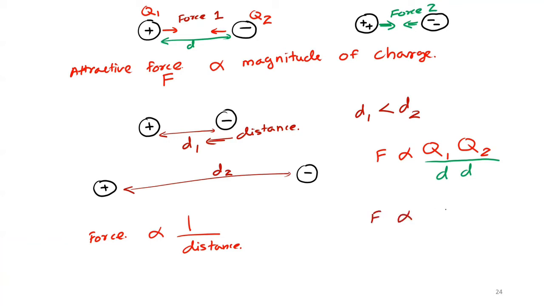And then I can rewrite my equation as Q1, Q2 over D squared. Now this is a proportionality sign, which is a pain to work with. We can put a constant to get rid of the proportionality sign. I would put a K, Q1, Q2, divided by D squared.